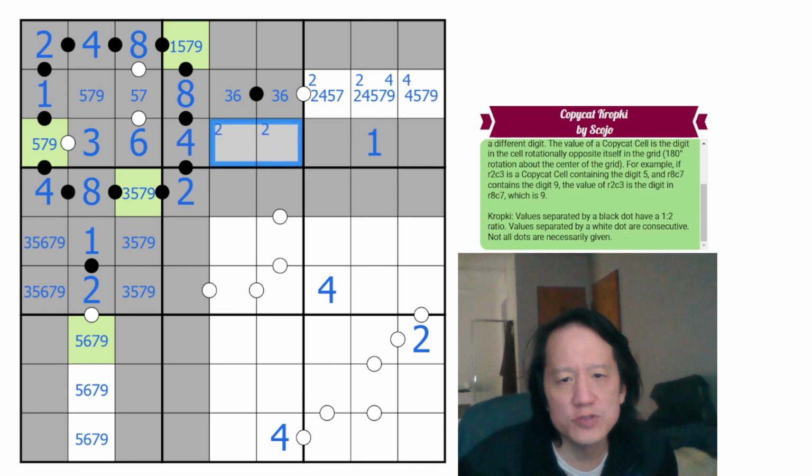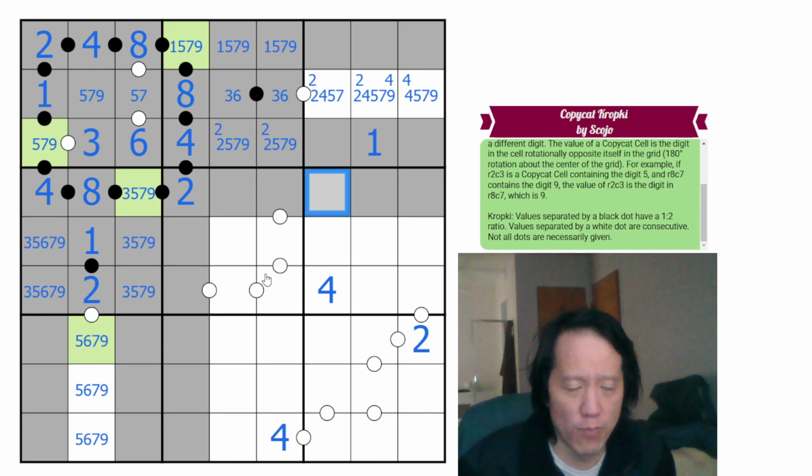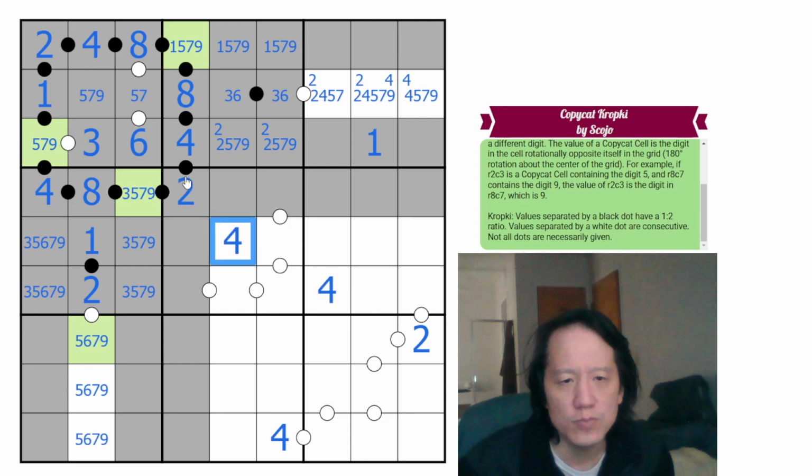This becomes 2 cannot be 1, 5, 7, or 9. So this is 1, 5, 7, or 9. 3 has to be one of these. This can't be 8, and this can't be 8. And this can't be 4, and this can't be 4. And this can't be 4. So the 4 has to be here. We also know the 4 is one of these two. The 4 cannot be here or here, so the 4 is one of those three.